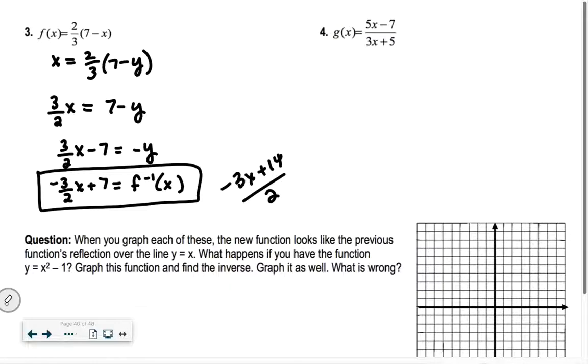All right, so number 4 is a tricky one. So number 4, we actually did in Algebra 2. You guys were not very comfortable with it in Algebra 2. You didn't like it very much. Okay, so let's see if you like it in pre-calc. Probably not.